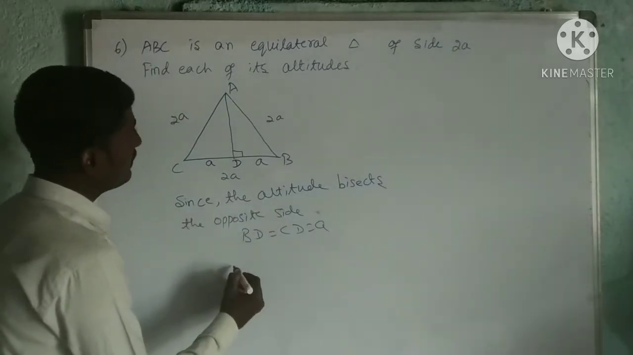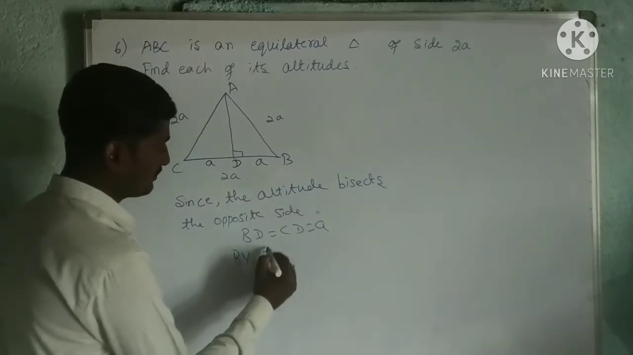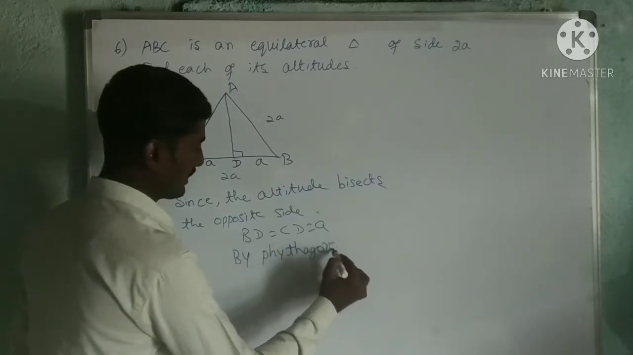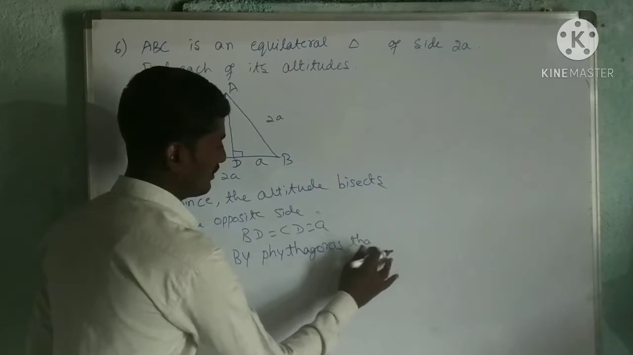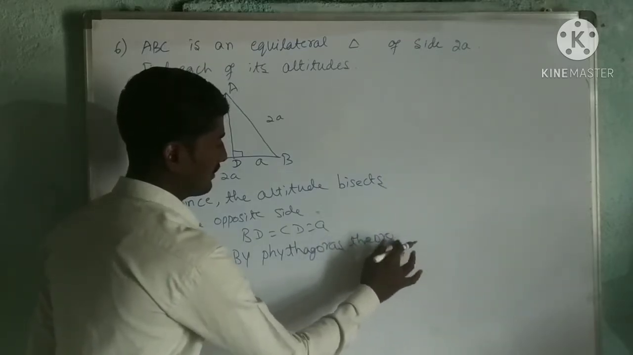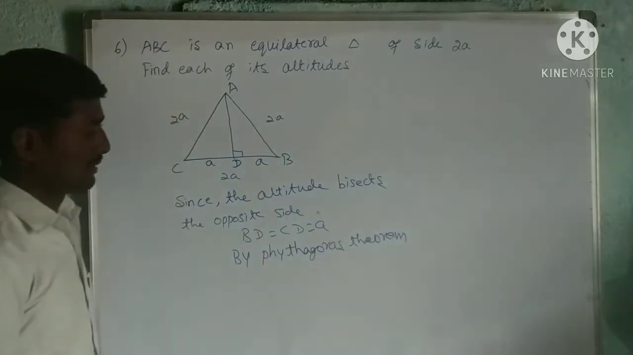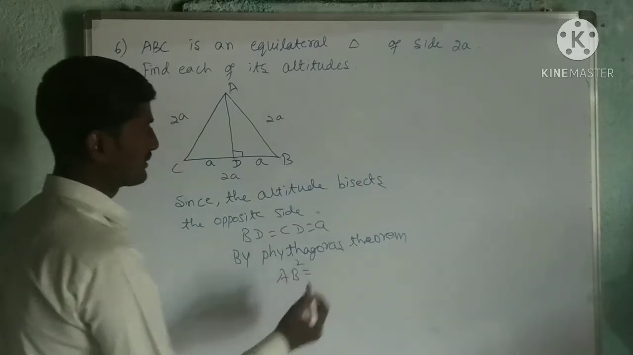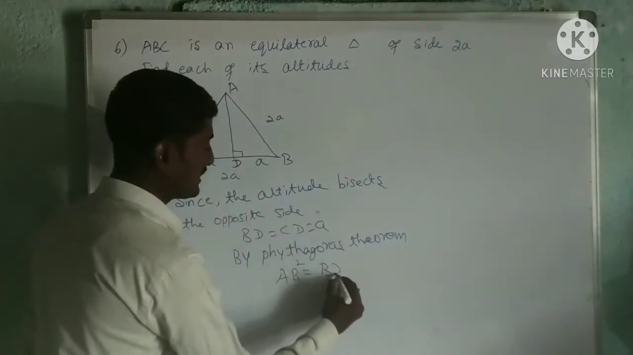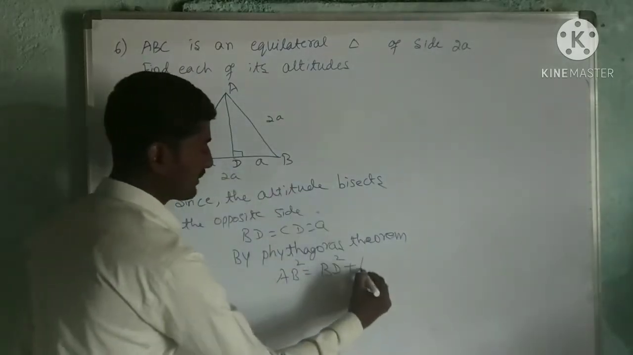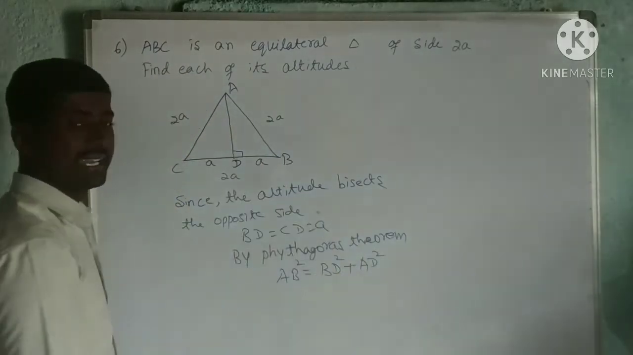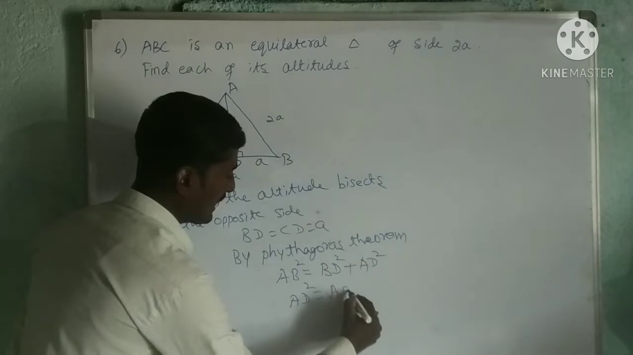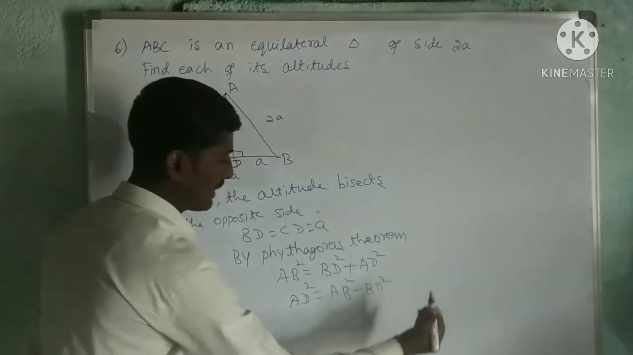Now by Pythagoras theorem, what can I write here? AB square, the hypotenuse side square, is equal to BD square plus AD square. Now here I want AD, the length of each altitude. So AD square will be AB square minus BD square.